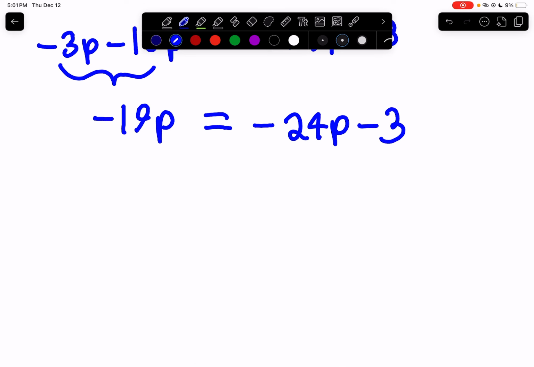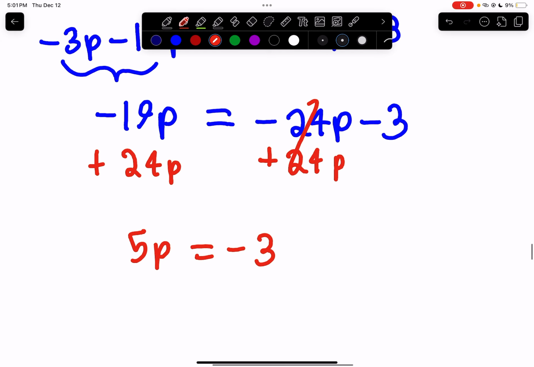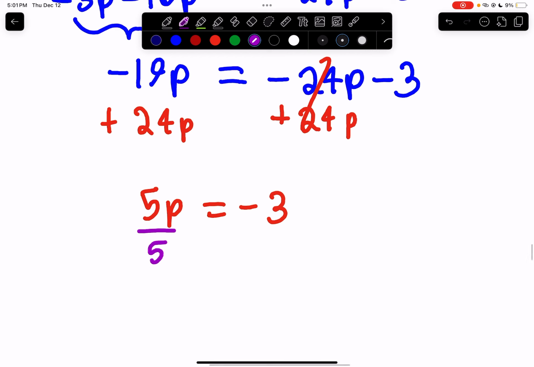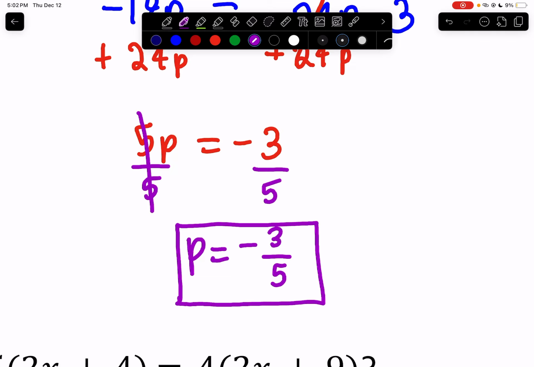So I need the p's on the same side. I'm going to move the 24p. I'm going to add 24p to both sides. So I get 5p equals negative 3. And I divide by 5. P equals negative 3/5, aka negative 0.6, but as you know, fractions are our friend.